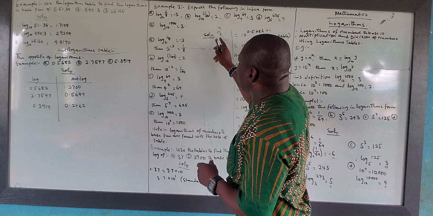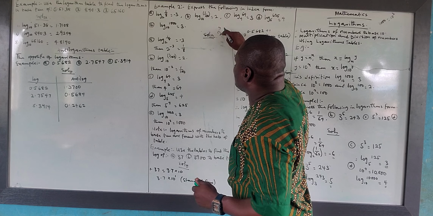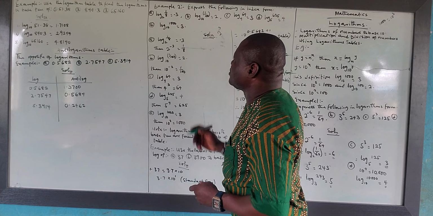So if we now take the index form, 2 raised by minus 3, because here we are having 1 over 8. So far we are having 1 over 8, we can now say minus what? Minus 3. That's how we have minus 3.